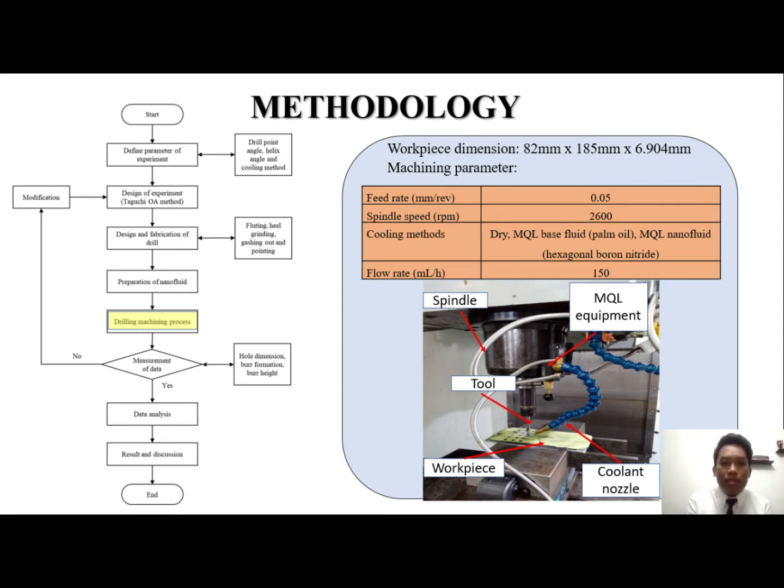Next, after the preparation of nanofluid, we can proceed with the drilling process for the experimental study. The table shows the machining parameters that have been used for the spindle speed, feed rate and the flow rate for the MQL equipment. And the picture above shows the setup of the experiment in the CNC 5-axis milling machine.